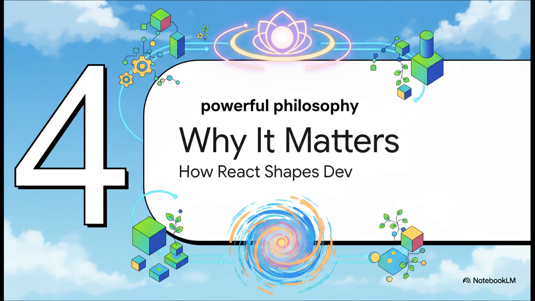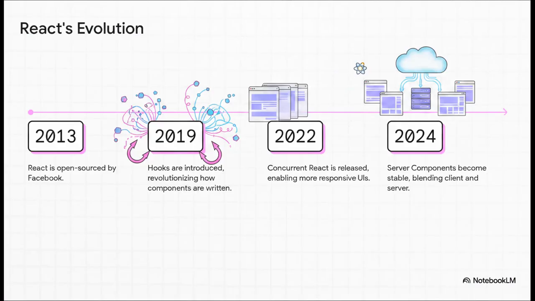So, okay, we've got components, a huge ecosystem, this whole write anywhere idea, but why does any of this actually matter? What's the real-world impact on development today? Well, for one, React never stands still. It's always evolving. I mean, since it came out of Facebook back in 2013, it's gone through huge changes. In 2019, we got hooks, which totally revolutionized how we write components. And right now, the hot new thing is server components, which are completely blurring the lines between the client and the server. It's always pushing forward.